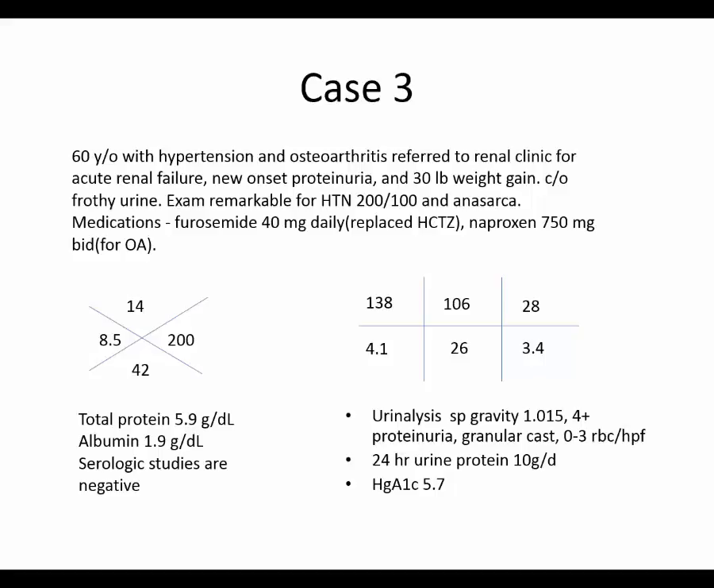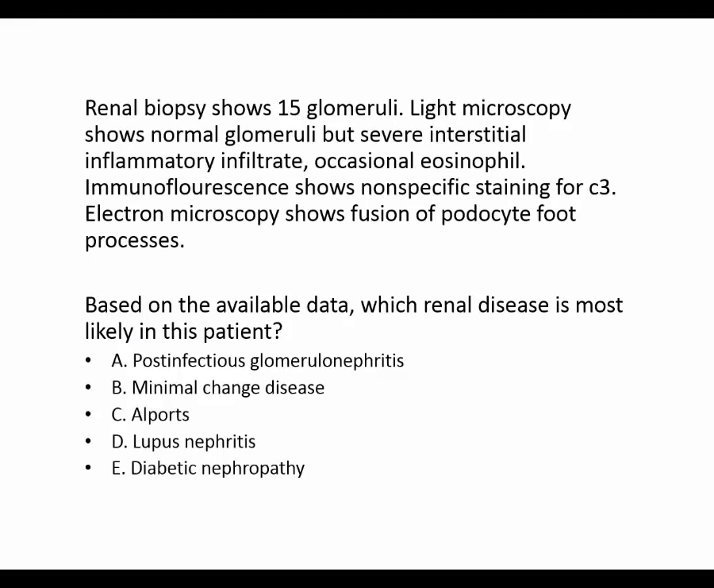If you look at the renal function panel, he is in acute renal failure, as we know of, at least here. We know from the history it's acute, and we know that it's new onset proteinuria because he probably didn't have it before. Again, the 10 grams of proteinuria, he is not diabetic. So again, we have a renal biopsy finding, same 15 glomeruli, light microscopy, normal glomeruli, but there's interstitial inflammatory infiltrates, some eosinophils. Immunofluorescence, again non-specific staining, and electron microscopy shows fusion of the foot processes.